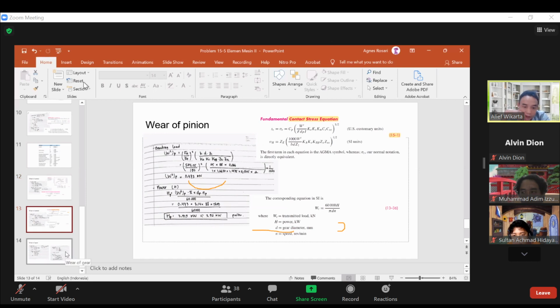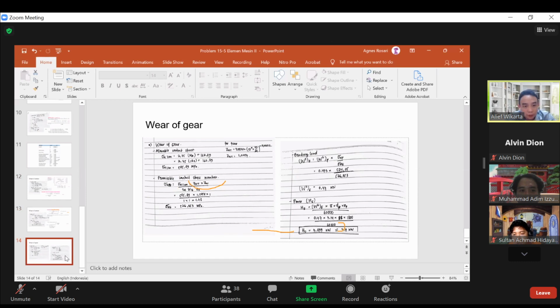Okay. So have you checked it with the solution manual, Mbak Agnes? Yes, sir. Okay. But there are some differences.